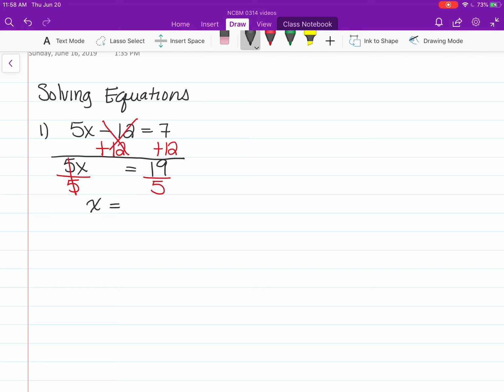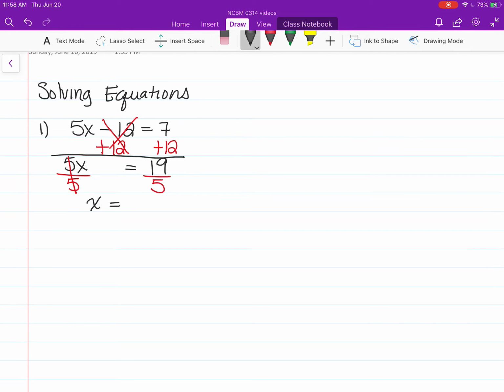And 19 divided by 5. So there's a couple things we can talk about here. First of all, we always want to make sure if we do have our answer in fraction form, it is in its simplest form, which means we've reduced it as much as possible. For this particular problem, 19 over 5 does not reduce any. They're both prime numbers. So if we want to leave our answer in fraction form, we can just say our answer is 19 over 5.